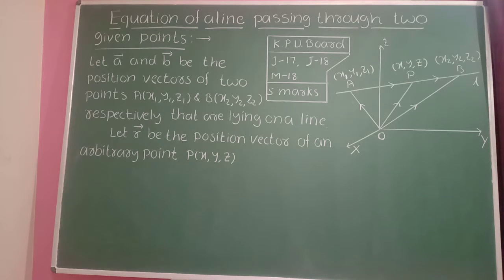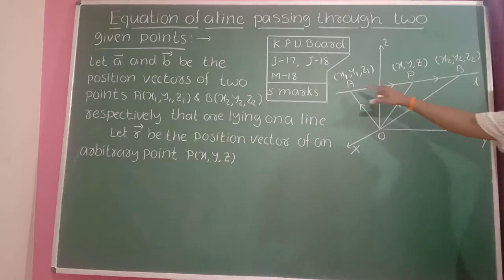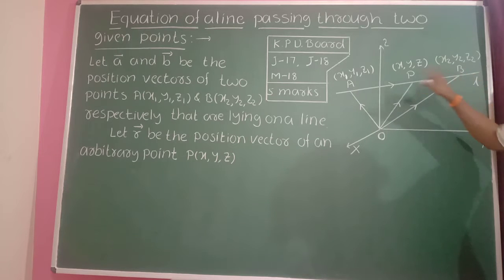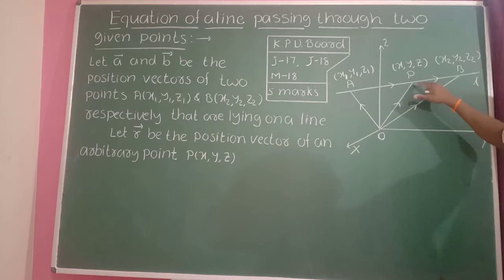So the second theorem here: the equation of a line passing through two given points. Okay, so this is a line passing through a point A and B. The coordinates of A are x1, y1, z1, the coordinates of B are x2, y2, z2. P is an arbitrary point with coordinates x, y, z.